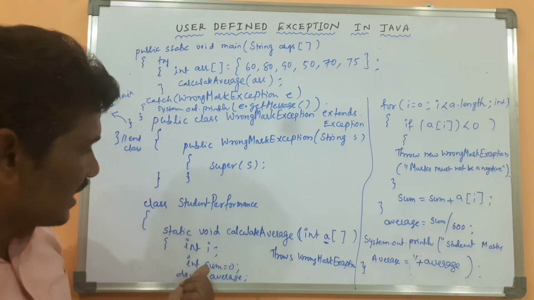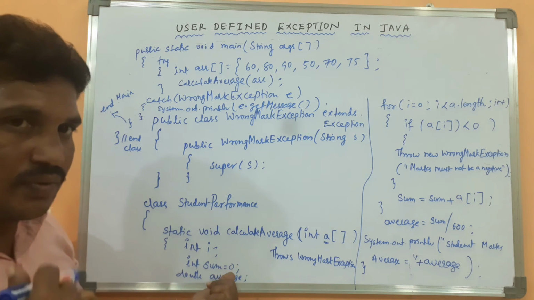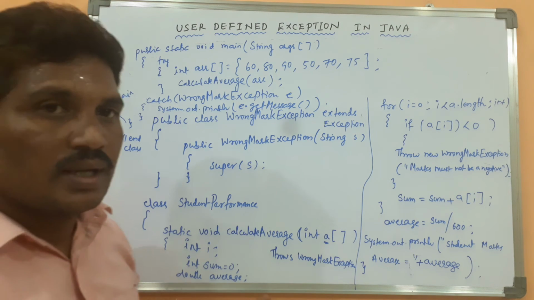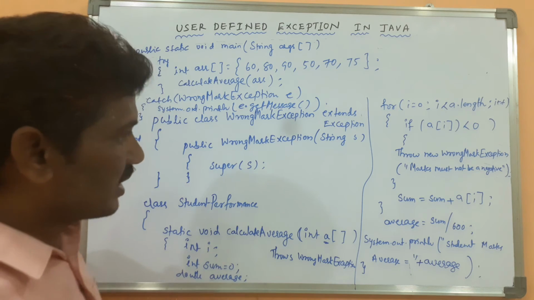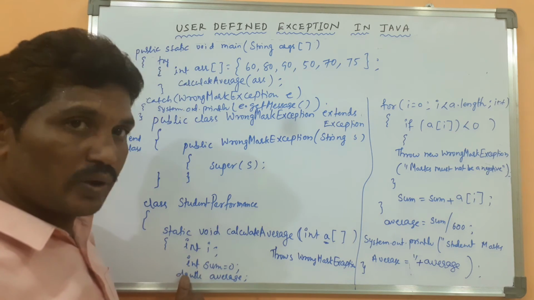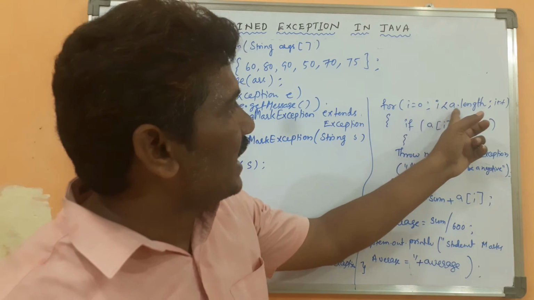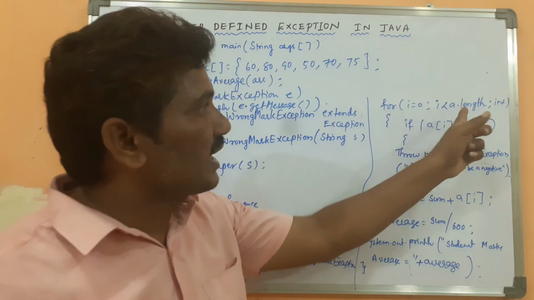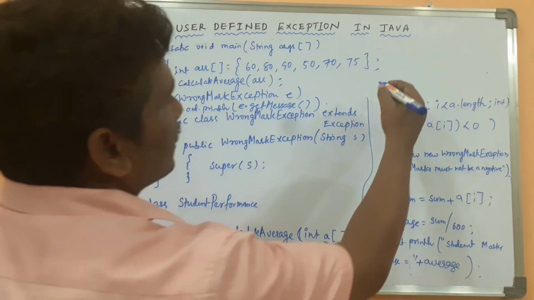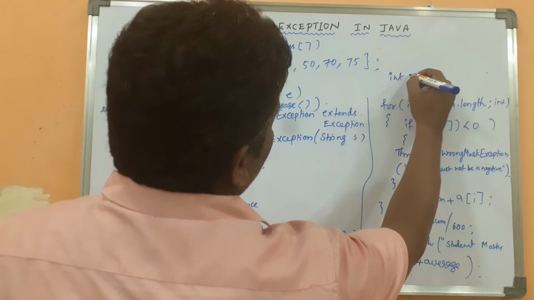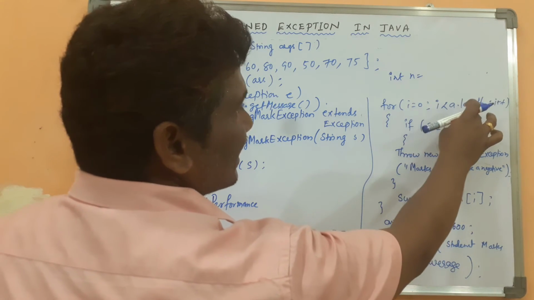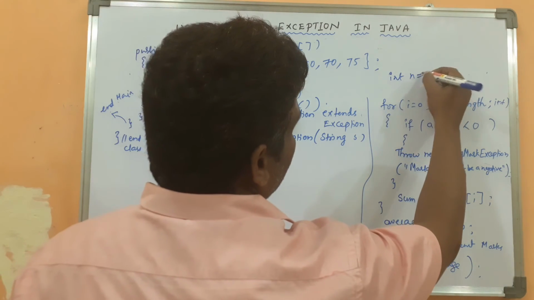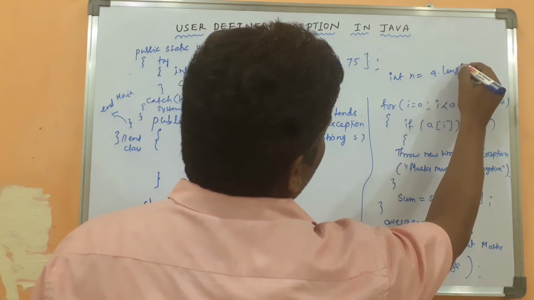Then i has been declared as an integer. The sum equal to 0 initially because we need to find the sum of all the marks of a student. Double average because we can get floating point values. Then i equal to 0, i less than a.length. Every time you need to find a.length, or else before that write int n equal to a.length, it is better than writing a.length here. It will take more time to execute this program. In a real time application, you can store a.length in another variable.